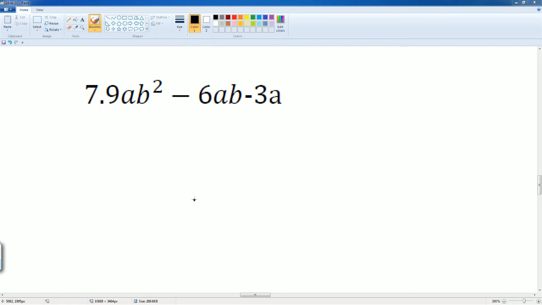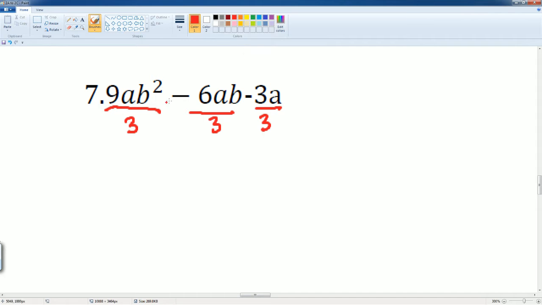9a squared minus 6a minus 3a. So let's look at the integer first. 9, 6, and 3. What do they have in common? Well, the number 3, they have that in common. So I'm going to divide everything by 3, or I'm going to factor out 3.